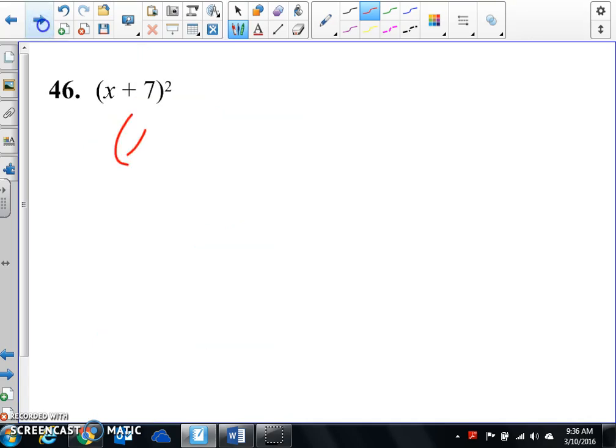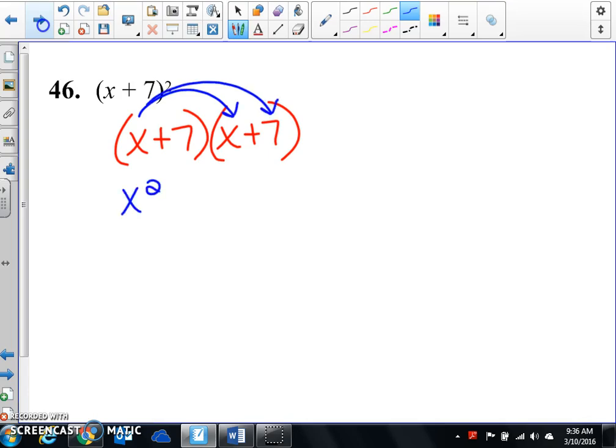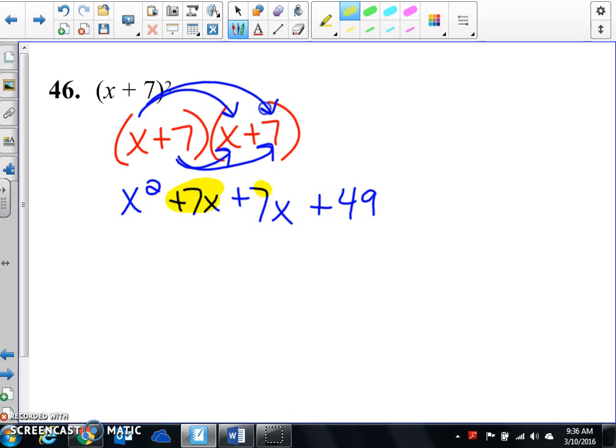All right, expand it. X plus 7 twice. Remember that middle term needs to be identical. So x times x is x squared. X times 7 is 7x. 7 times x is 7x. And 7 times 7 is 49. Same, so we're good. So we've got x squared plus 14x plus 49.